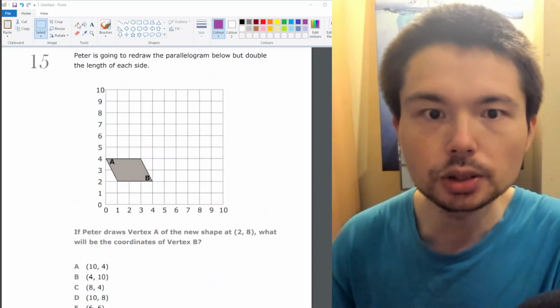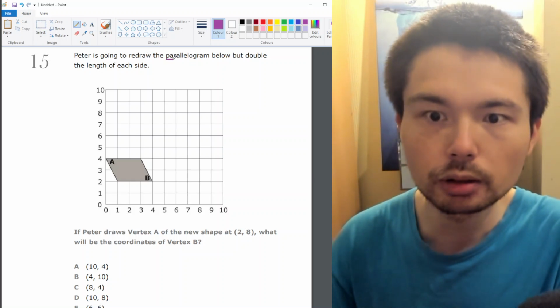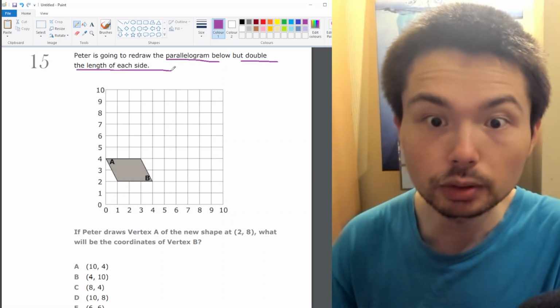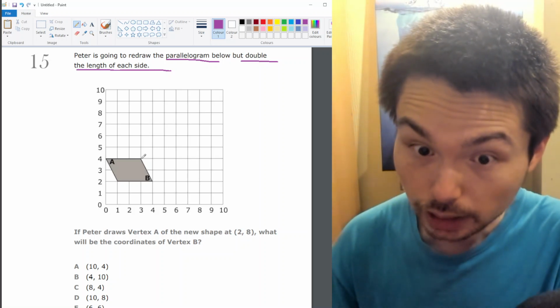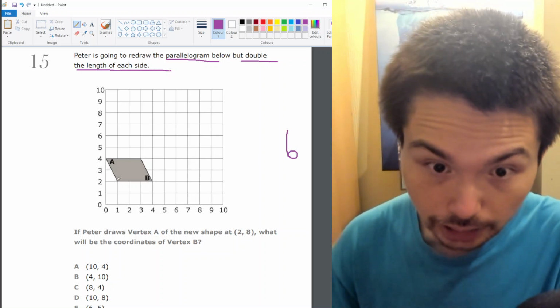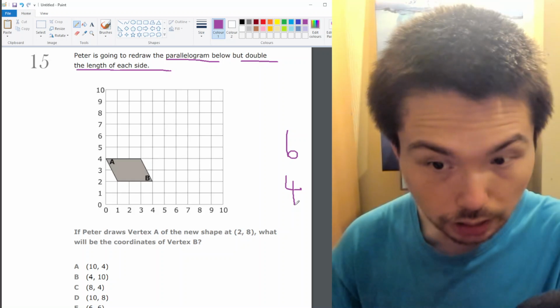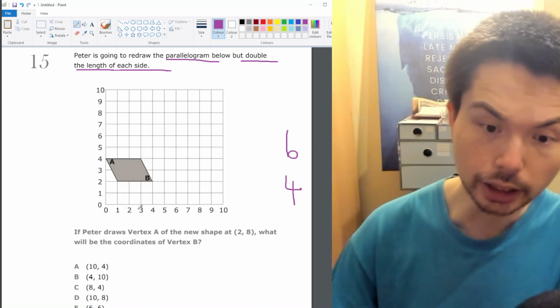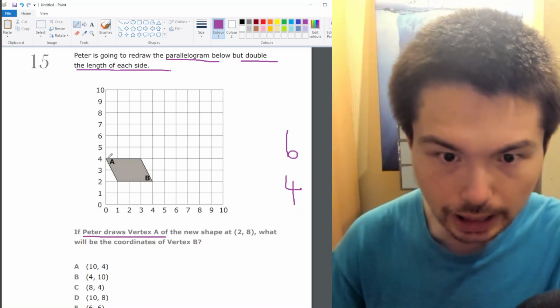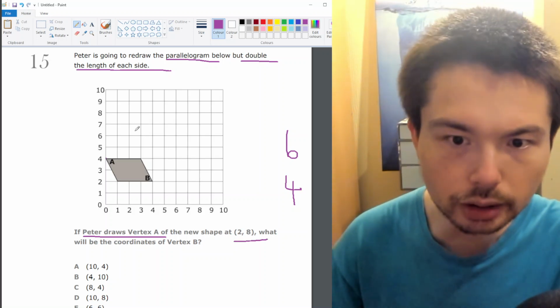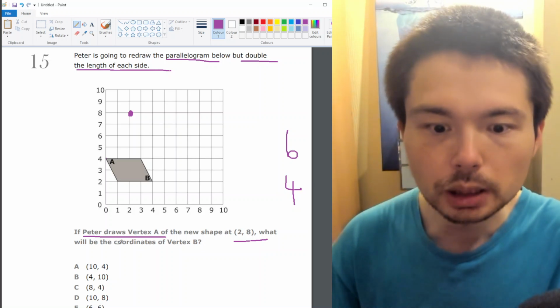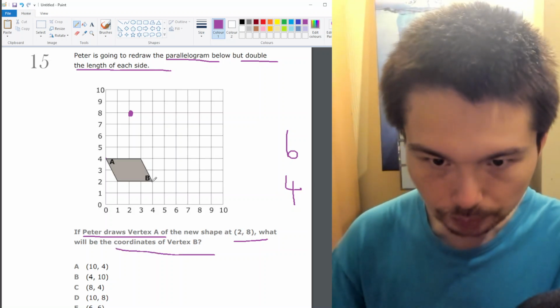Question 15. Peter is going to redraw the parallelogram, but double the length of the side. Fair enough. You see the top length, it is 3, so that's going to be 6 now. That side is 2, so it's going to be 4. That's okay. Normal kind of question. If Peter draws vertex A, that means the corner at 2, 8. Let's do that up here, 2, 8. What will be the coordinates of vertex B?